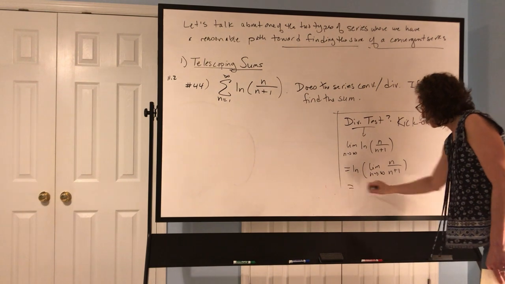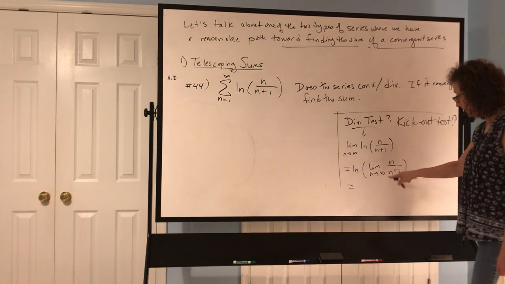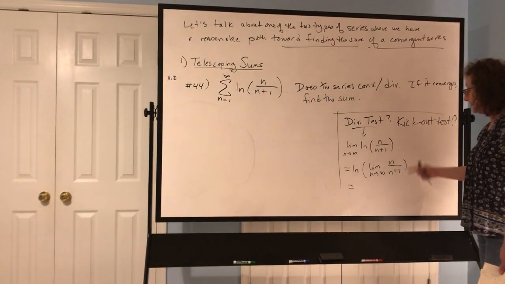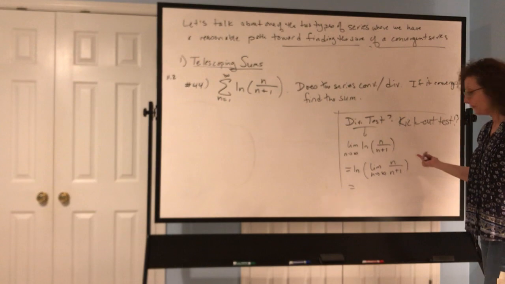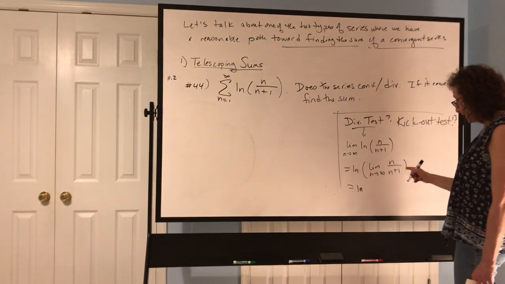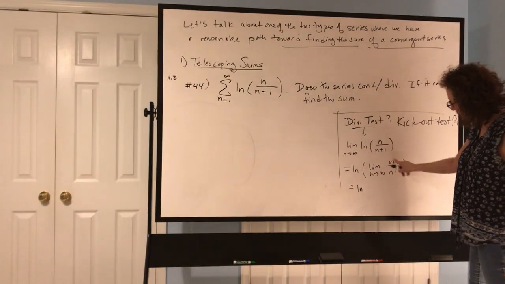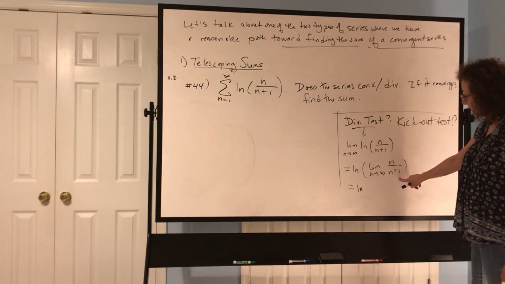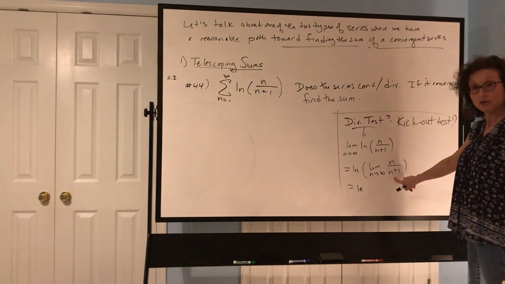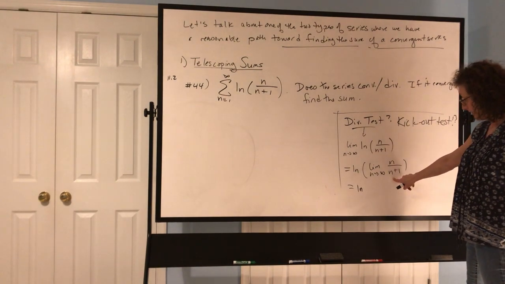The limit of the natural log is the natural log of the limit. And so let's see, what do we got here? We've got the limit as n goes to infinity of n over n plus 1. Well, that's infinity over infinity, so that's an indeterminate form. You might already be guessing what that limit is, but let's do the process. What do we do to evaluate this limit? We want to divide by the highest power in the denominator of n.